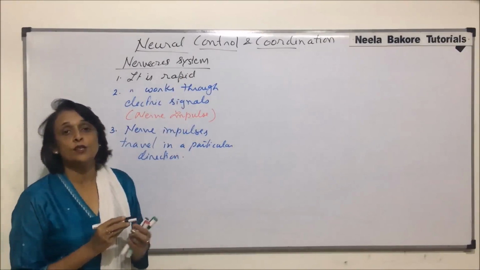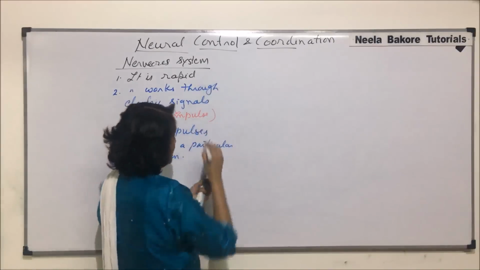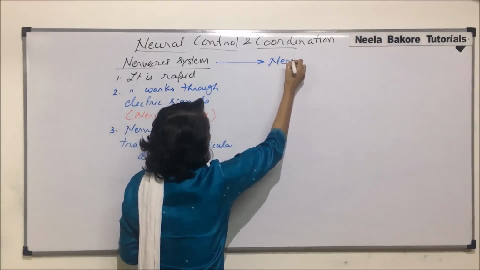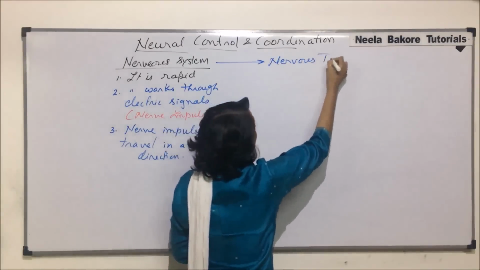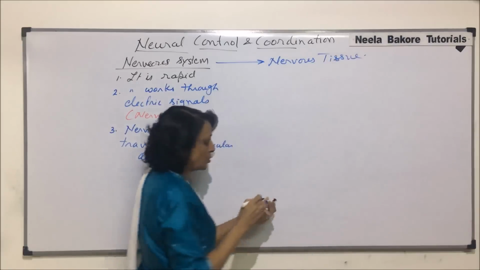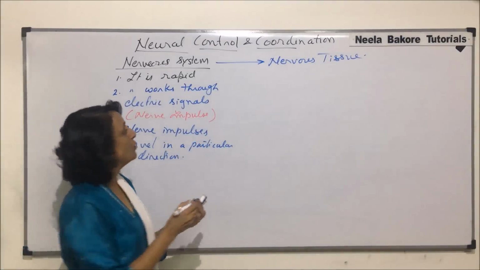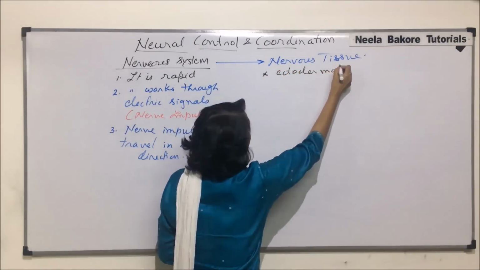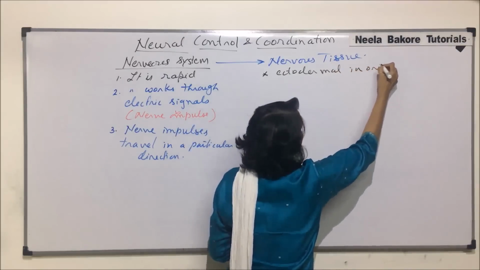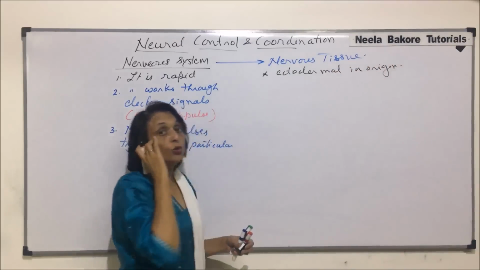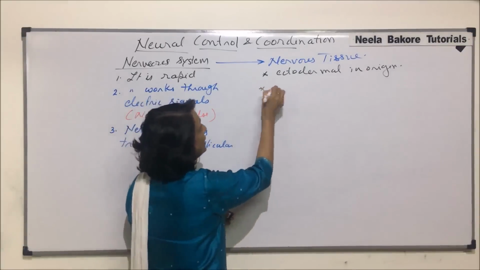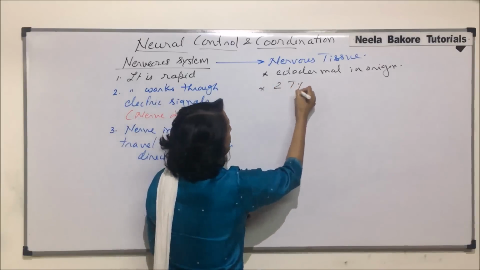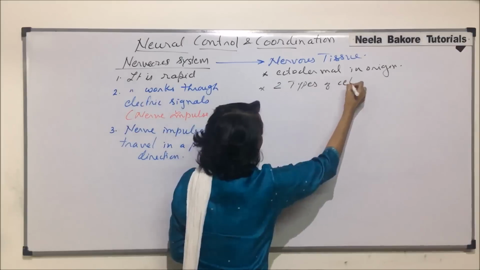Now, the nervous system basically is made up of nervous tissue. Nervous tissue is ectodermal in origin. And there are two types of cells in our nervous tissue, which makes up the nervous system.